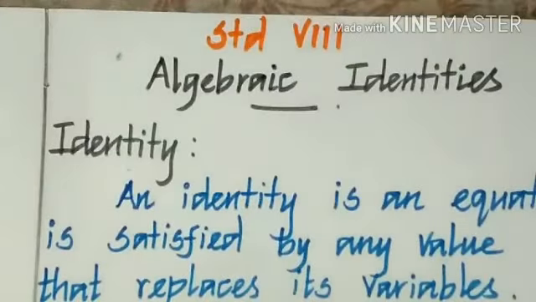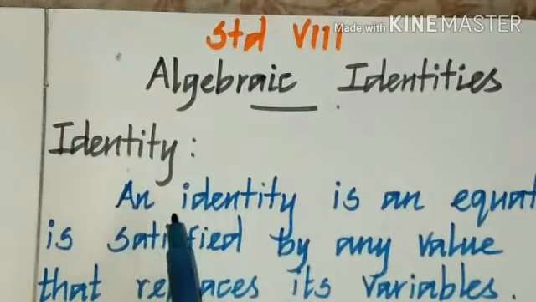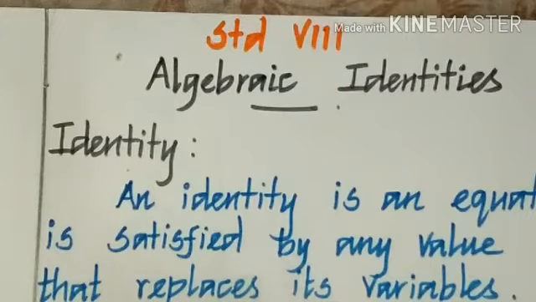Hello students, today we learn algebraic identities. First we see what is an identity. An identity is an equation that is satisfied by any value that replaces its variables.